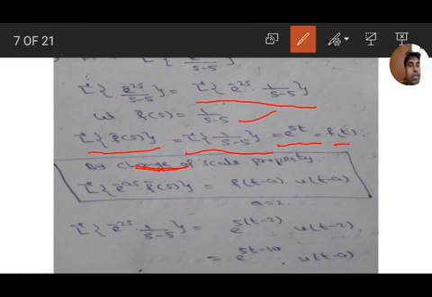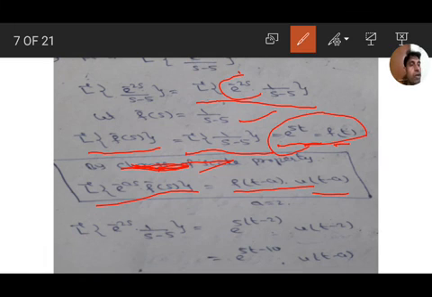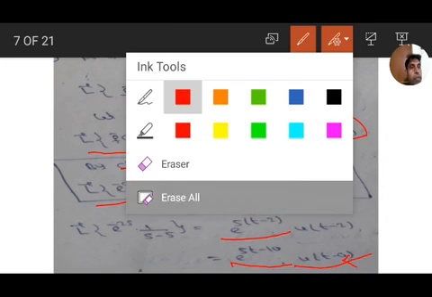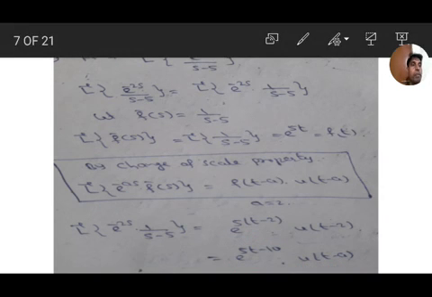By second shifting theorem, not change of scale, it is second shifting theorem, L inverse of e to the power of minus as into f bar s equal to f of t minus a into u of t minus a, where a equal to 2. Therefore f of t minus 2 into u of t minus 2. F of t minus 2 means in the place of t we have to substitute t minus 2. So e to the power of 5 into t minus 2 into u of t minus 2, that is e to the power of 5t minus 10 into u of t minus 2. This is the problem. Let us move to the next problem.